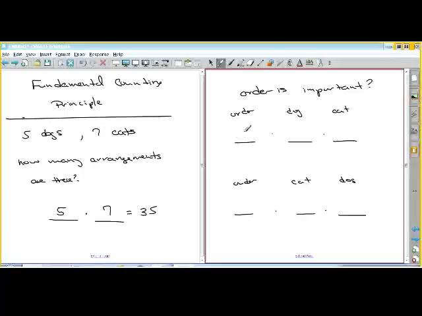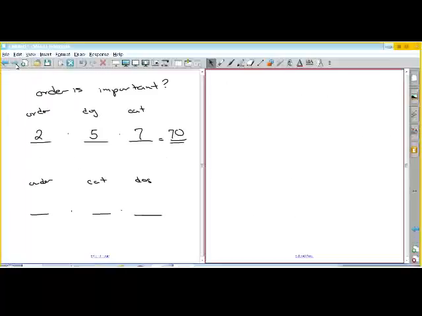So where order is important, I would pick the order first. Dog, then cat, or cat, then dog. Those are two orders. And then from that, I would pick 5. I'd have 5 dogs to pick from and 7 cats to pick from. And so you would actually have 70 total arrangements if the order of the cat and the dog was important. Okay, so there's going to be something that will be similar to that, not exactly that.